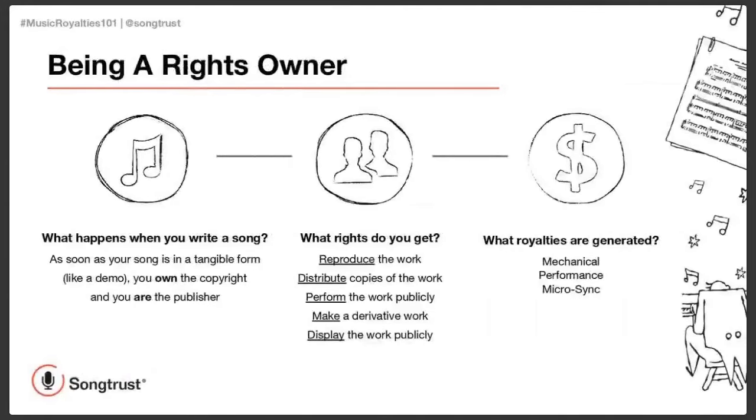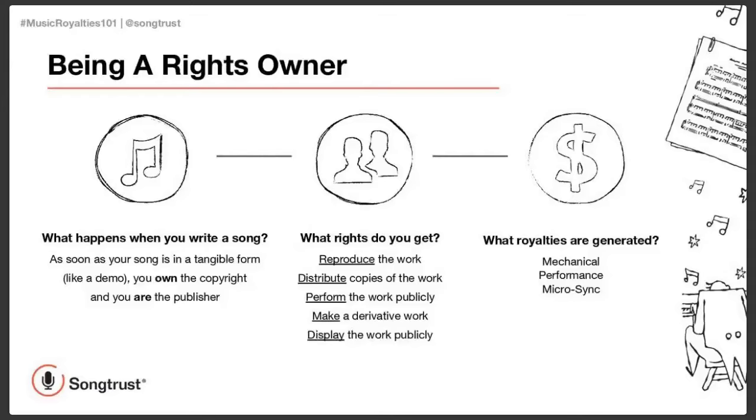Okay. Just a quick reminder that music publishing, in its purest form, refers to the money that you make as a copyright holder of the music that you write. And that money that you earn is called royalties. So how you fit into that world as a rights owner starts when you finish a song and that song is in a tangible form. This could be written lyrics, it could be a demo, and once that's done, you own the copyright and you are the publisher. You automatically own the copyright whether you go to the copyright office or not.